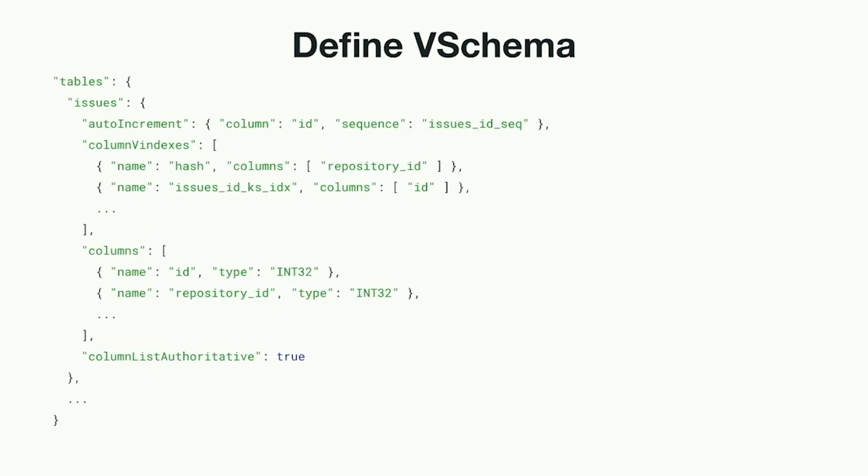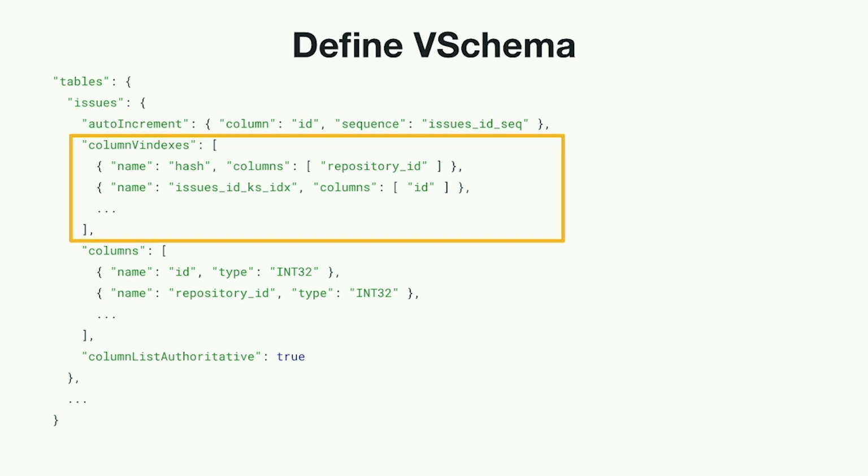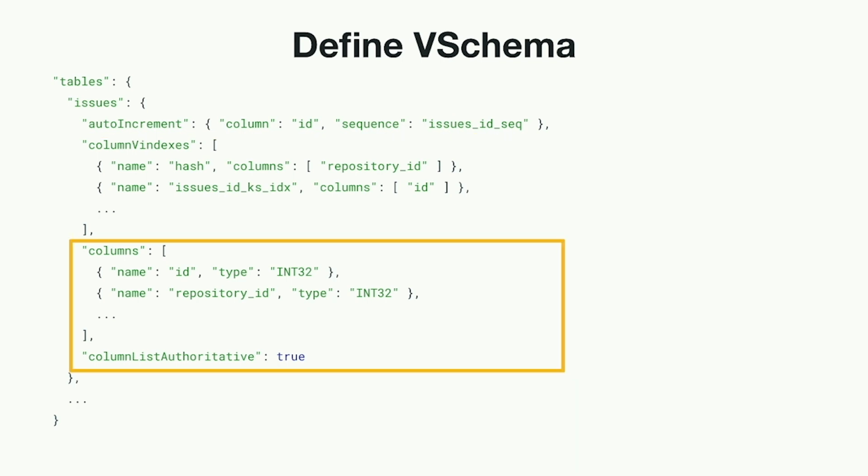Then here, we also have the table configuration of a v-schema, where we have an auto-increment setting, which points to the sequence to be used for the ID column. We have the column v-indexes. So here you can see we use the hash v-index for the repository ID, and we use the issues ID lookup v-index for the ID column. Then we have a list of all the columns and their types.